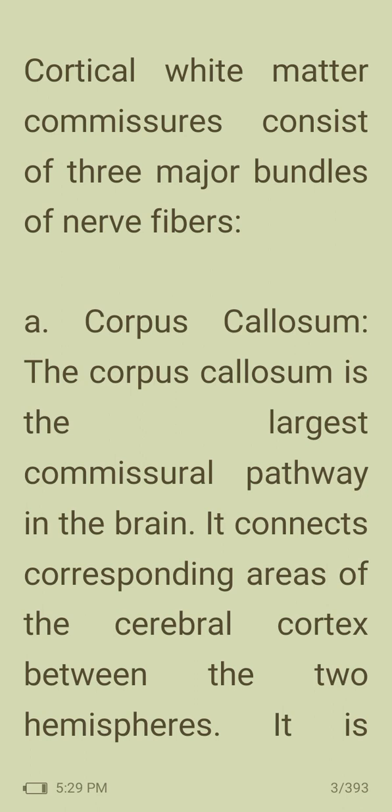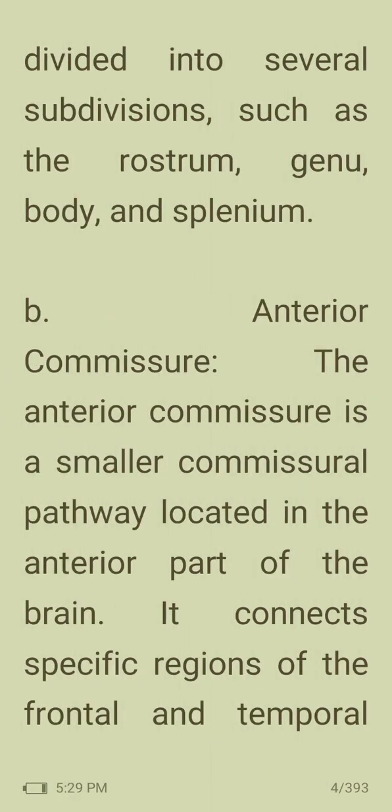Cortical white matter commissures consist of three major bundles of nerve fibers, like the corpus callosum. The corpus callosum is the largest commissural pathway in the brain. It connects corresponding areas of the cerebral cortex between the two hemispheres. It is divided into several subdivisions such as the rostrum, genu, body, and splenium.